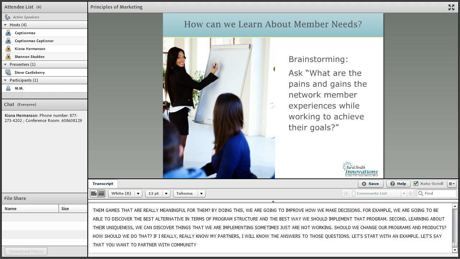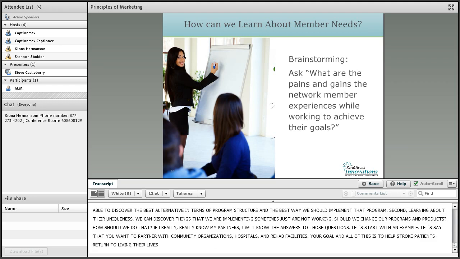Let's start with an example. Let's say that you want to partner with community organizations, hospitals, and rehab facilities. Your goal in all of this is to help stroke patients return to living their lives productively. That is a great goal.